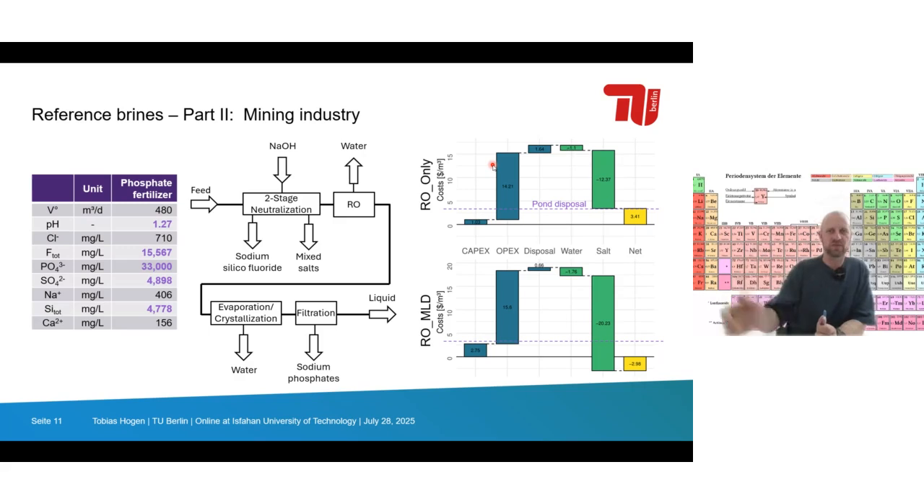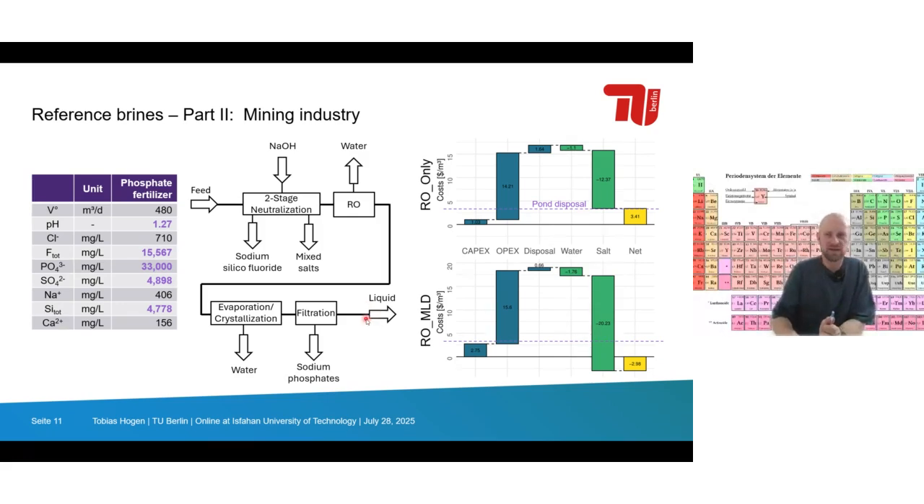And we can think this process to the end, put all this in another evaporation, crystallization, and there we could separate sodium phosphate as salts for reuse and have a minimized liquid effluent. So this is the process we call minimum liquid discharge.